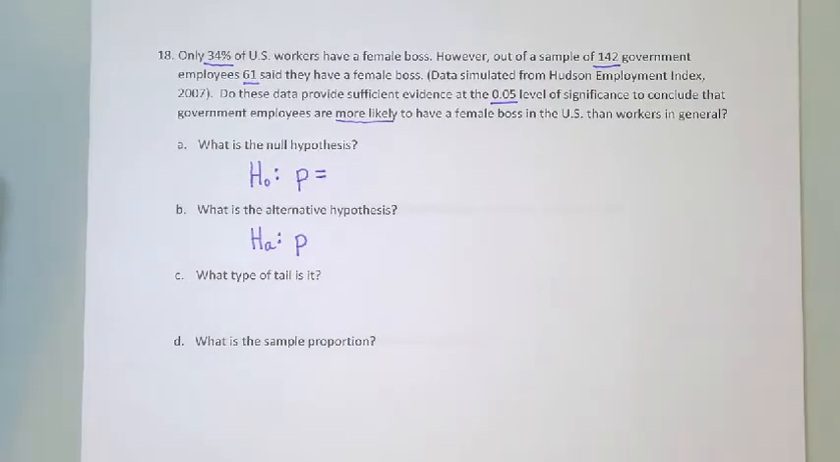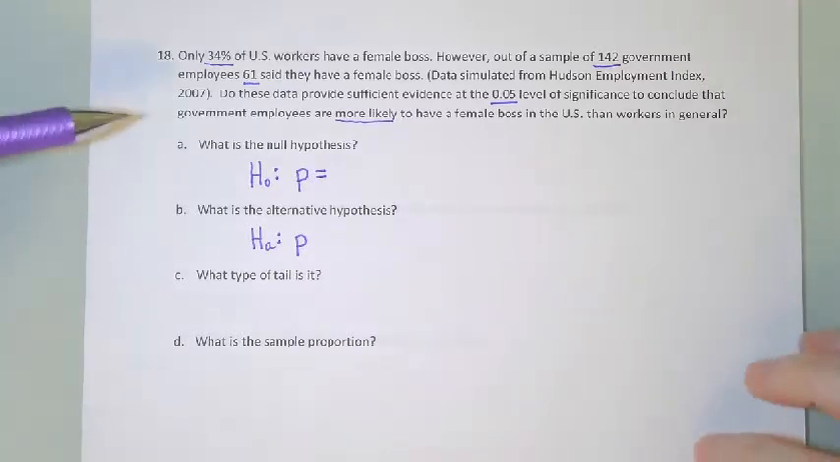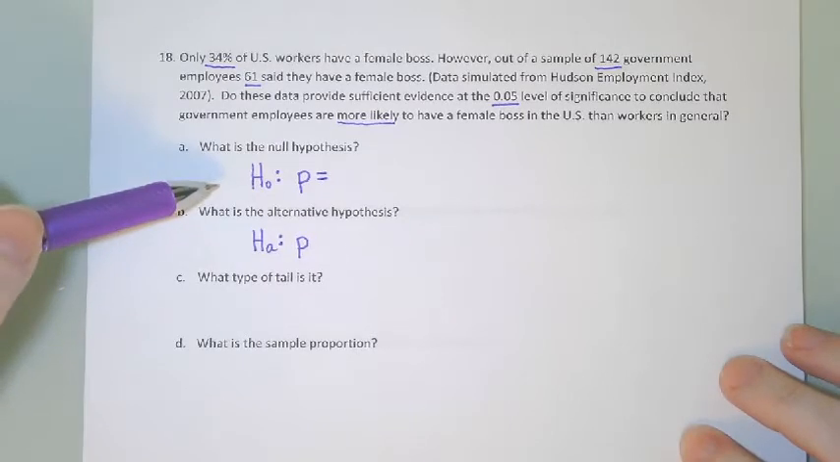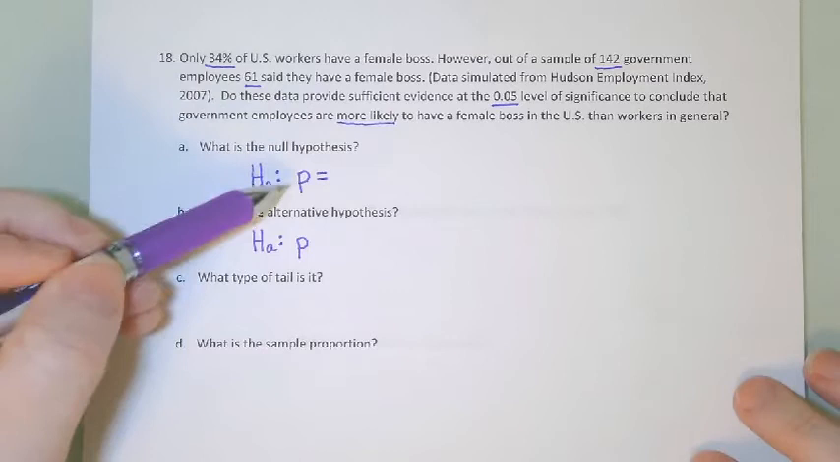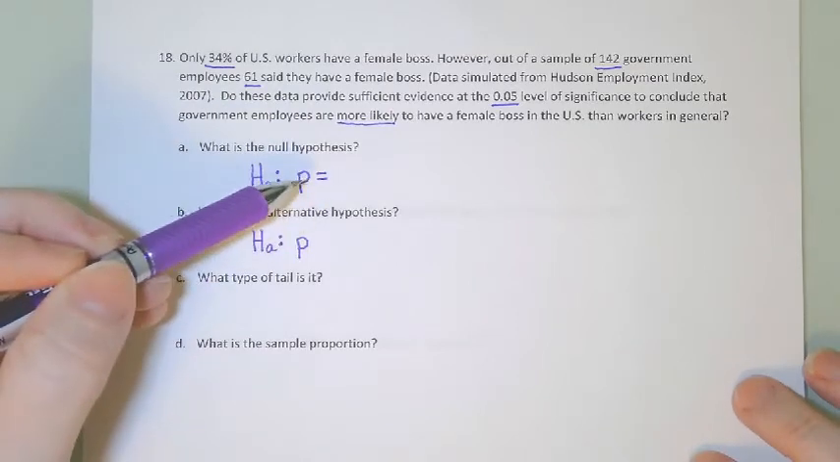So in all hypothesis testing, we are assuming the null hypothesis is true. We're assuming there's no change, there's no difference, no effect. There's no change from our population parameter. So we want to look back at the problem and determine what is our population proportion.